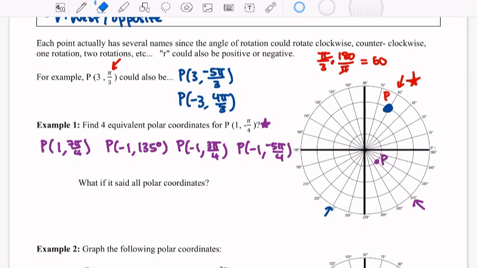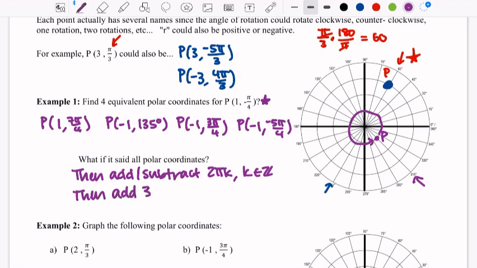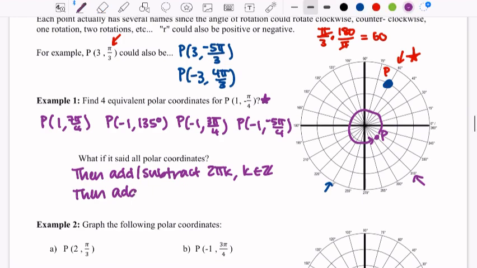Now, sometimes you're going to see questions ask you, what if it said all polar coordinates? Well, that just means it doesn't really matter our coterminal amount. Remember, we can go around and around as many times as we want and still end up in the same place. So how many radians or degrees do we have when we go all the way around? You should be thinking something about 2 pi or 360 degrees. So we would say then add or subtract 2 pi k, and remember, k is an integer. Or we can say add or subtract 360 k in degrees.